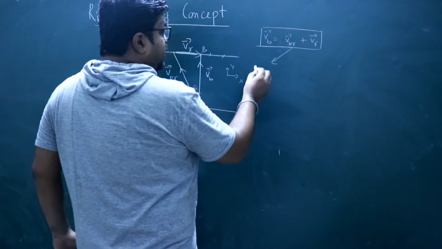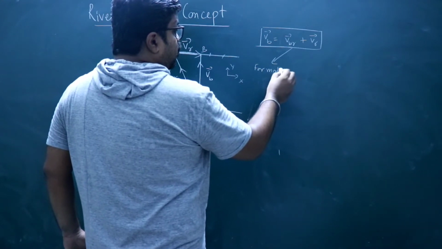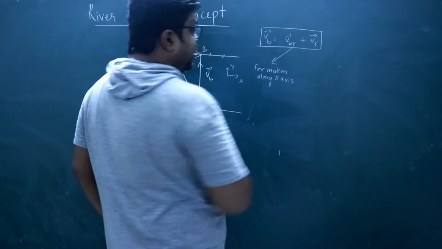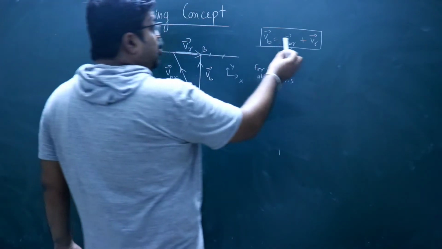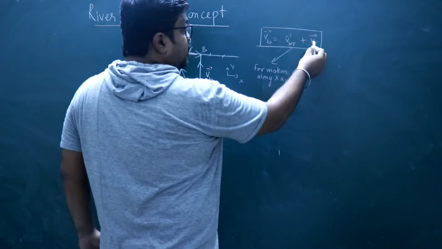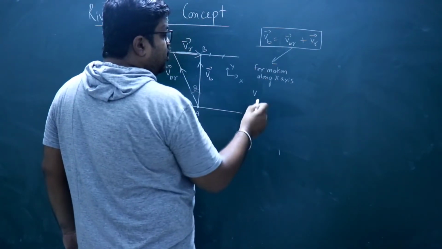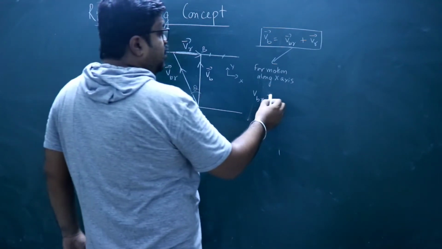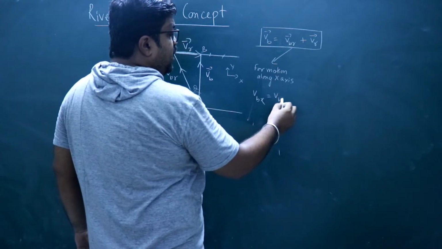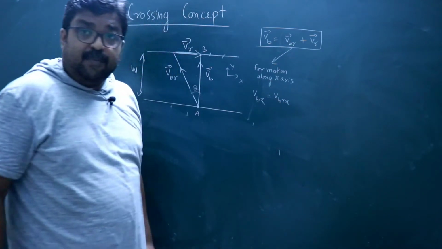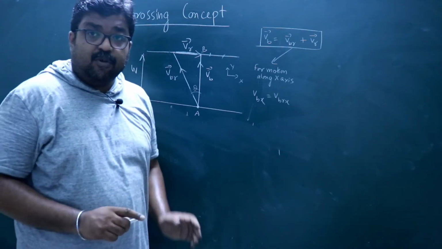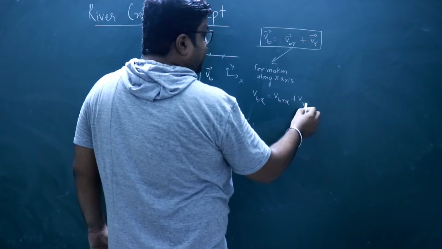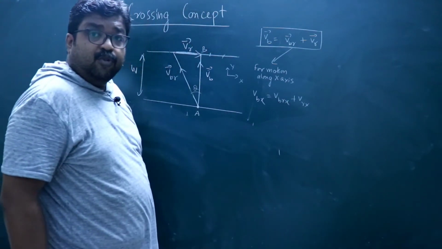So for motion along x-axis, we can write the x component of velocity of each term. So this is x component of velocity of boat, VBx, that means velocity of boat along x-axis. This is equal to VBRx, that is x component of VBR, where VBR is the velocity of boat with respect to river. Similarly, this is VRx. So this is for motion along x-axis.